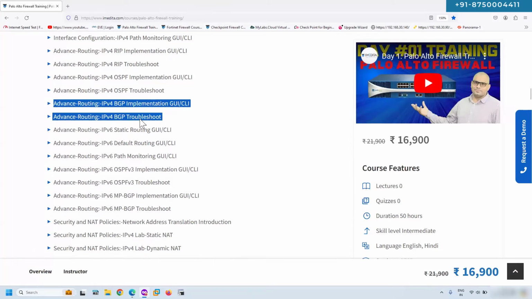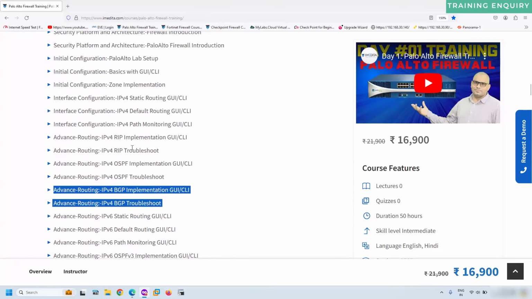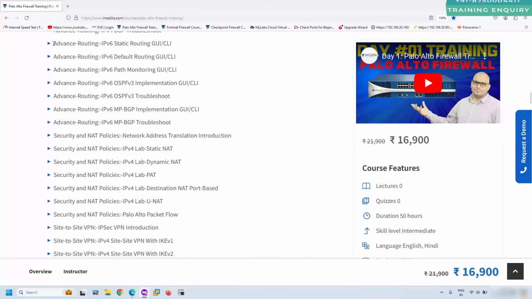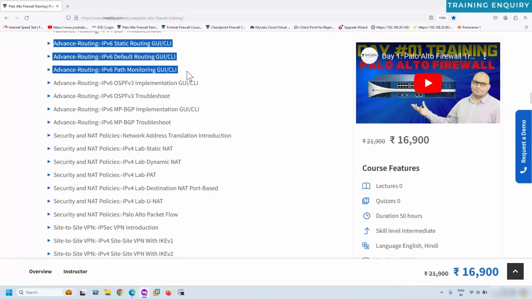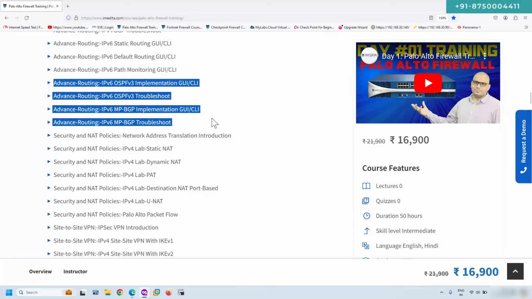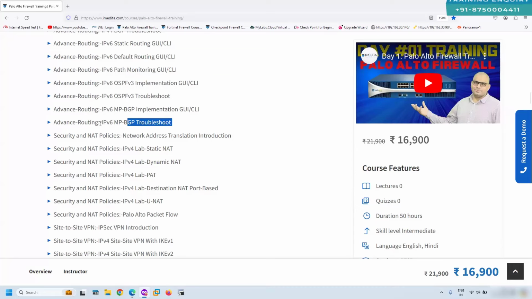Till here, you will learn IPv4 routing: static, dynamic, and default. On Palo Alto, only RIP, OSPF, and BGP are supported, so we will learn about them. Then next we will move toward IPv6 routing like static, default and path monitoring, OSPFv3 implementation and troubleshooting, MP-BGP implementation and troubleshooting. Till here you will learn basics and routing on Palo Alto Firewall.